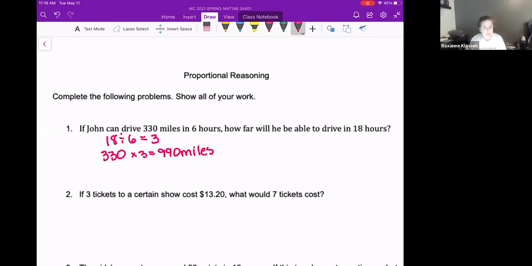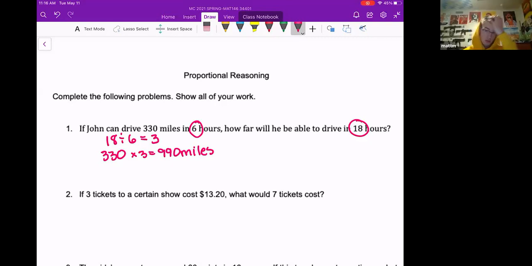All right, so does everybody understand how Tashina did it? Tashina said, I'm looking at the relationship of 6 and 18. Since 18 is 3 times 6, I'm going to multiply the 330 miles by 3 and get 990 miles. Did anyone else do it Tashina's way? Lily did, Ruki did, Zevi did. Okay. Did anyone do it a different way?